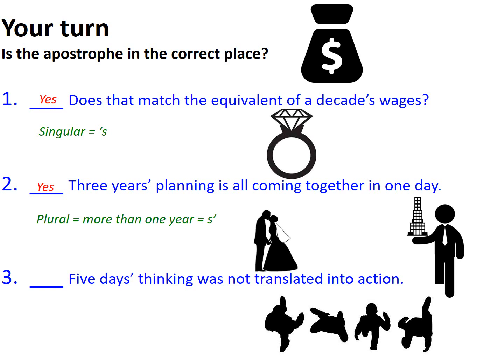And finally, 5 days' thinking was not translated into action. I'm thinking of 5 days of thinking that was not translated into action. So I'm referring to more than 1 day, hence why I'm dealing with a plural, that means I add an S and an apostrophe.